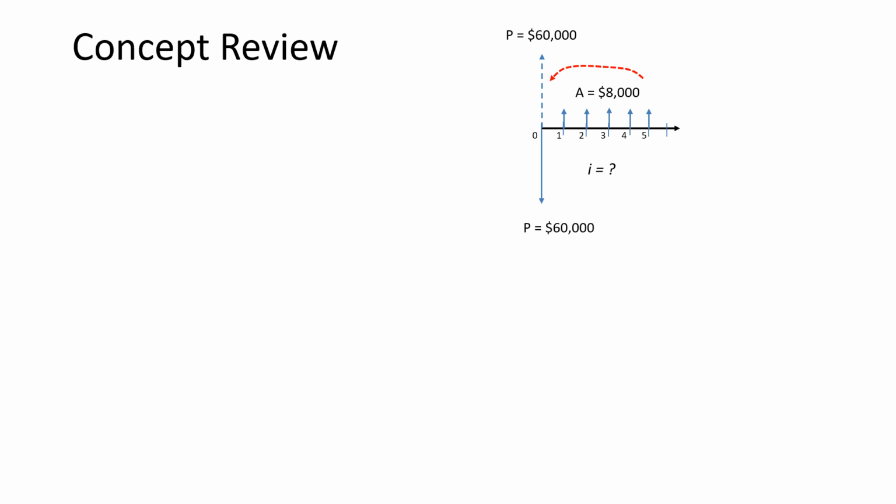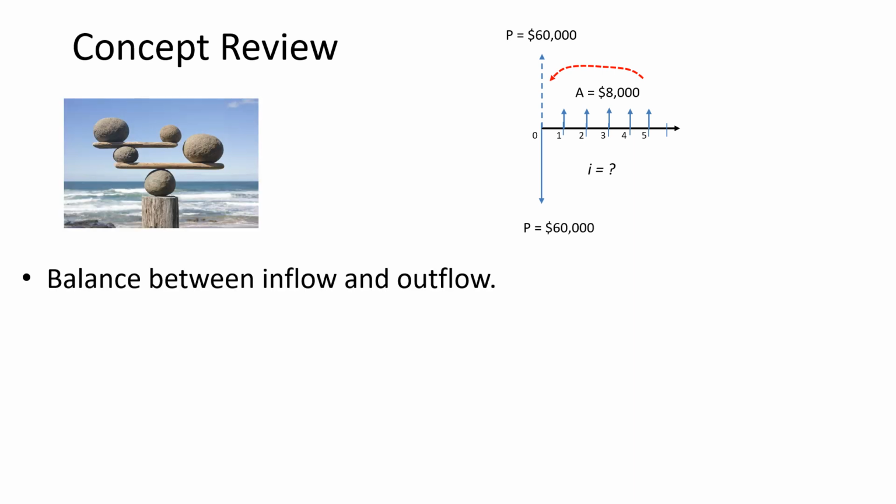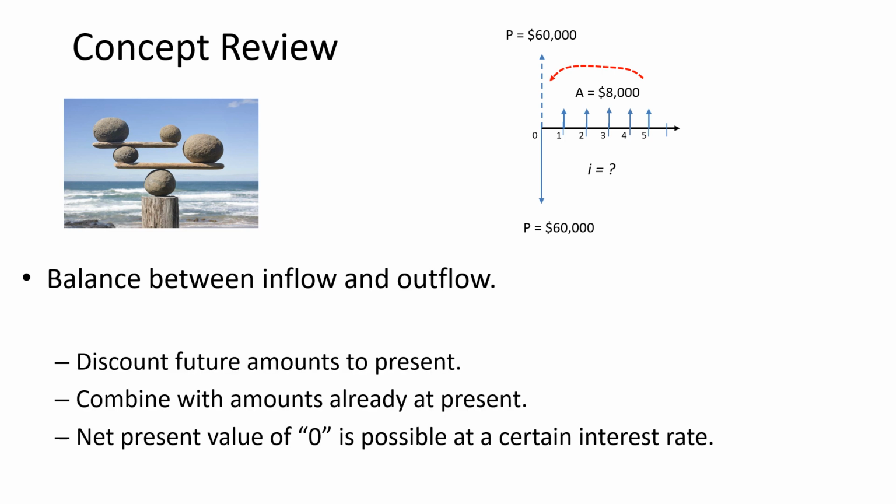We wanted to find out what interest rate makes it so that $60,000 in the present is equal to 5 annual payments of $8,000 each. So that's the one where we went through and we found it was between, I think, 10 and 11%. It was maybe 10.425% was the interest rate that caused it to be in balance. So balance between inflows and outflows allows us to calculate what we'll learn later on is the rate of return for a project. So the process of doing that: discount future amounts to the present, combine it with amounts that already are at the present.